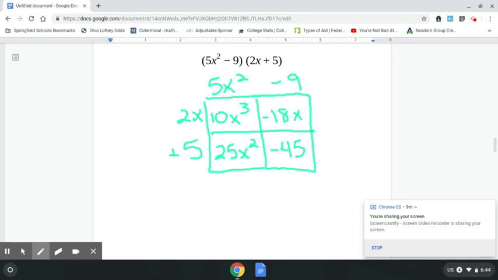Start with the highest exponent and work your way down from left to right. So I see my biggest exponent is 3. 10x to the third does not have a like term, so that goes first. My next biggest exponent is 2 here with 25x squared. My next biggest exponent is x, which has an exponent of 1. So that's negative 18x goes next. And then negative 45 goes last. In this case, there are no like terms for me to combine. I am done with this problem.